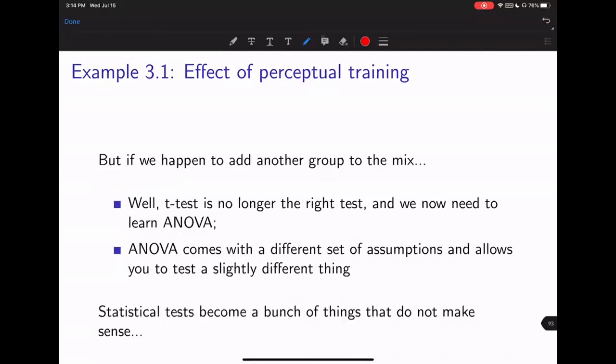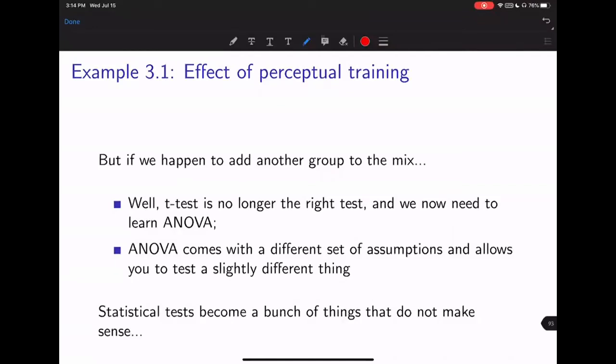And now t-test is no longer okay. You can't use t-test anymore because the two sample t-test needs you to have two groups. You can only compare two groups and things like that. So you need to learn a new kind of test. You need to learn ANOVA.